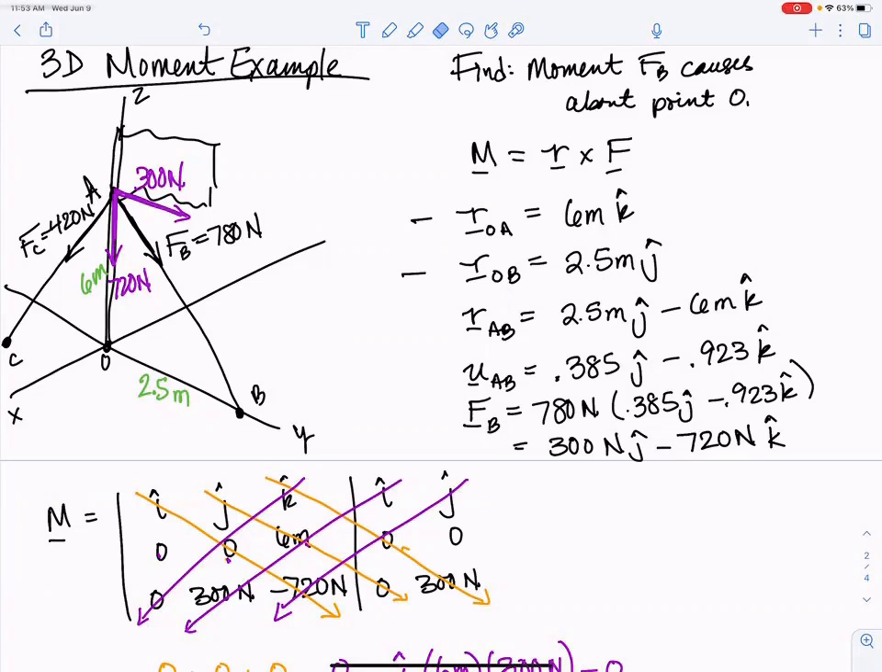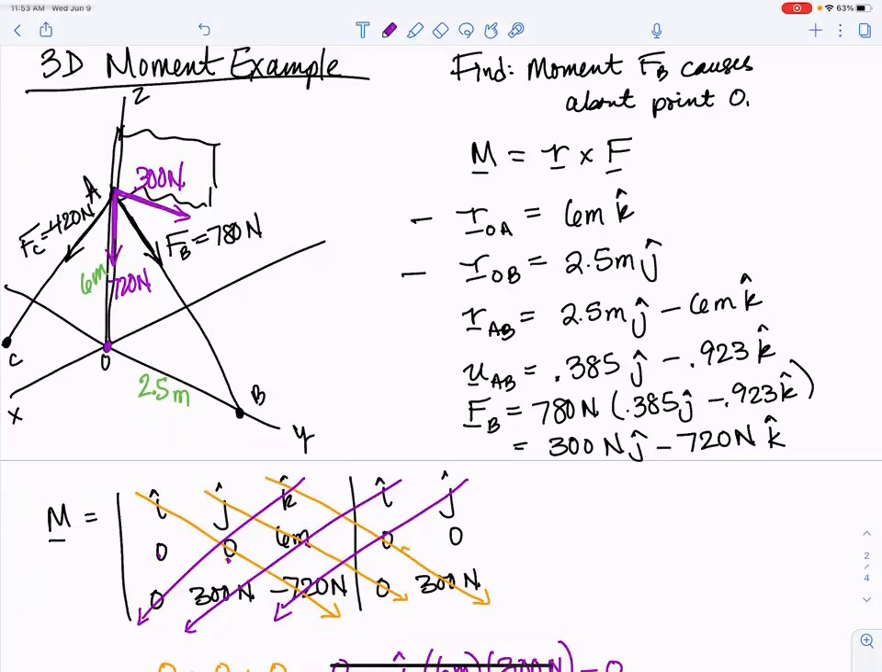I can do that using perpendicular distances. So look at the 720 newtons. It is pointed right at point O. There is no perpendicular distance. For there to be a perpendicular distance, it would have to be off to the left or off to the right. It would have to be away from the origin, but it's pointed right along the Z-axis toward the origin. So that guy contributes not at all.